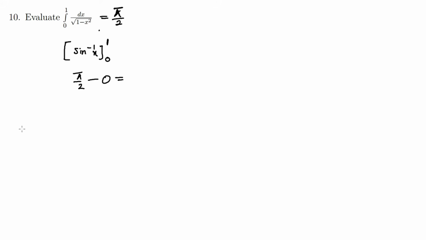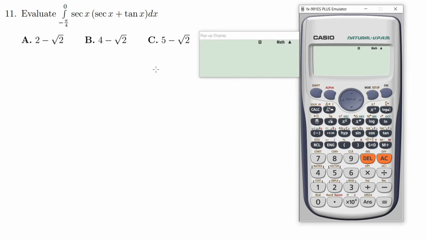All right, so let's move on to our next question. In this question, we have to evaluate sec x open bracket sec x plus tan x dx from minus pi over 4 to 0. Now for us to do this, first make sure that the radian mode is already activated. Now after that we can press our definite integral button. Open and close the brackets as usual.